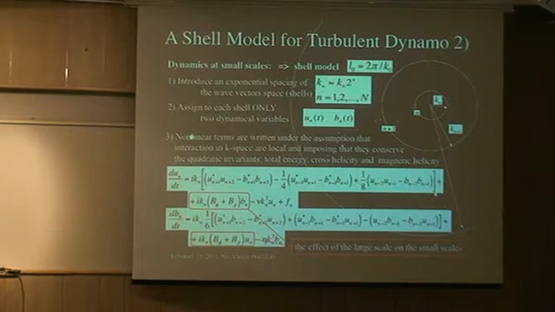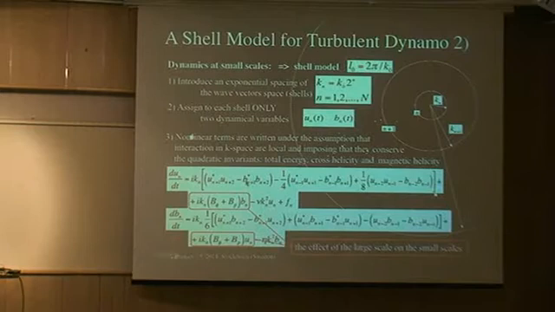We impose that in this k vector space the nonlinear interactions are local and they conserve quadratic invariants like total energy, cross helicity, and another quadratic invariant which corresponds, roughly speaking, to the magnetic helicity in a three-dimensional physical space description. So, using this model, we can write the evolution equation for the velocity field fluctuation and for the magnetic field fluctuation in each shell.